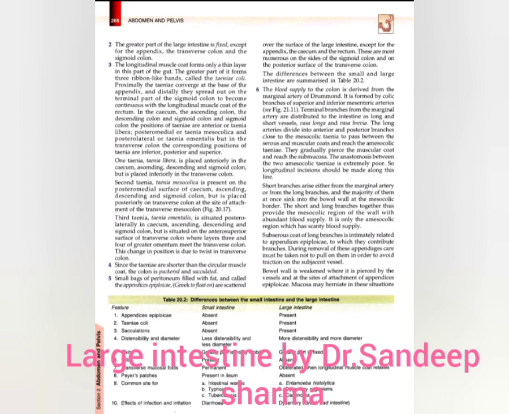So Peyer's patches are present in the ileum, but Peyer's patches are absent in the large intestine. Common sites for infections like intestinal worms, typhoid, and tuberculosis are more common in the small intestine, but in the large intestine, Entamoeba histolytica, dysentery organisms and carcinoma are quite common. So here, the effects of infection and irritation cause diarrhea in the small intestine, and there will be dysentery in the large intestine.